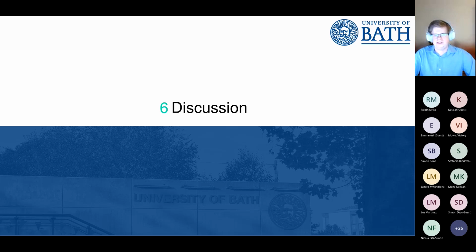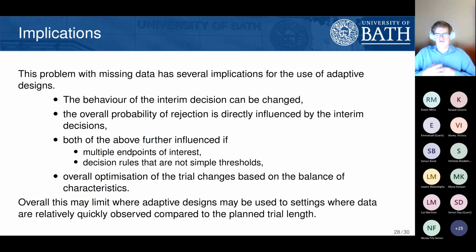So just to conclude, we'll move into just a little bit of discussion. Hopefully I've illustrated that this is kind of a wide-ranging problem and given an impression of where it might come from. Essentially, there are several implications of this missing data. The first and the major one is that it can change the behavior of our interim decision from what we had expected it to be, or what we may have designed it to be. The overall probability of rejection is equally influenced by these interim decisions. And so we now end up in this place where we've got a trade-off.